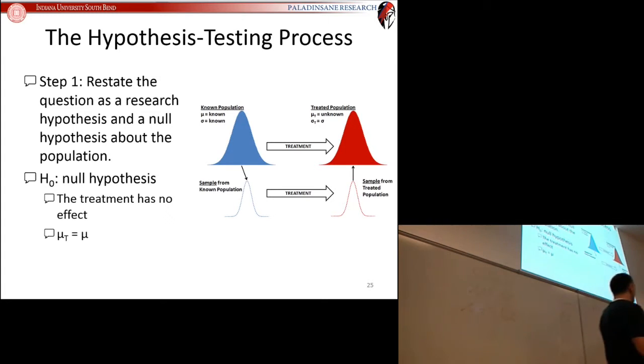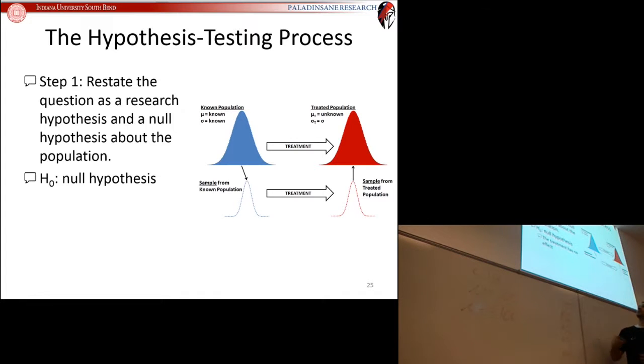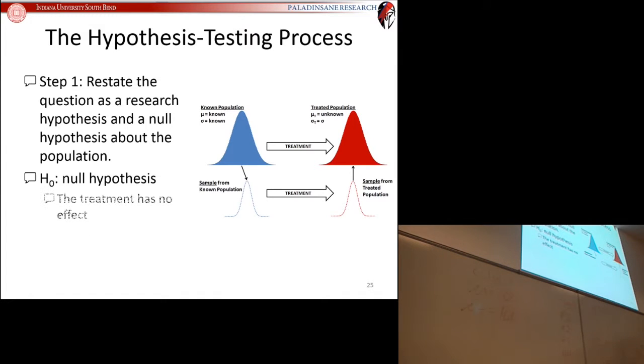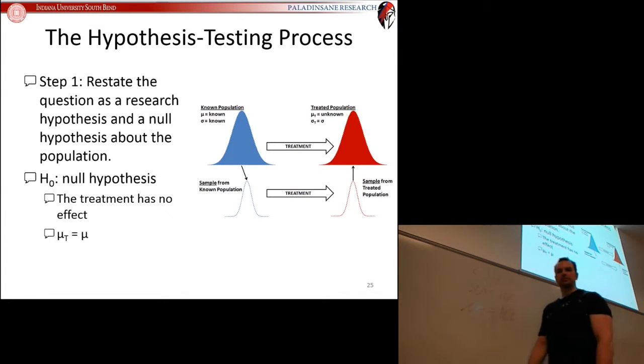And notice that for the research and the null hypothesis, all three possibilities are covered. The null hypothesis covers the possibility that there's no change. The research hypothesis covers the possibility that maybe your treatment increases the scores, or maybe your treatment decreases the scores. So "does not equal" covers increases and decreases. We have every single possibility covered for the research and the null hypothesis.